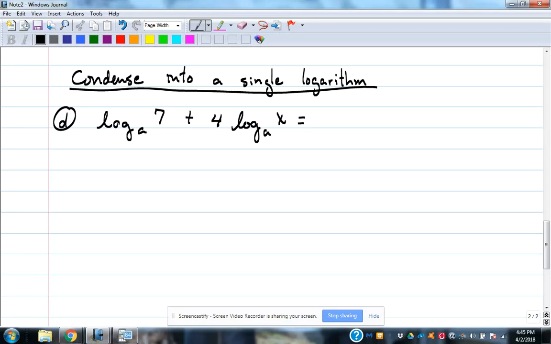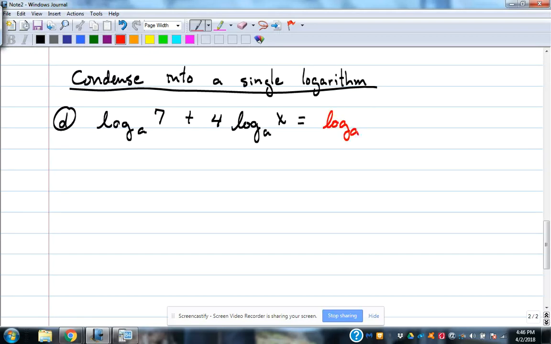So we just need to condense this back together. So it's an addition problem, so we know it came from what? Came from multiplication. So is there anything we can do to this piece? We can go ahead and do log base A. Yeah, it's going to be log base A of 7 times something. What's that something?